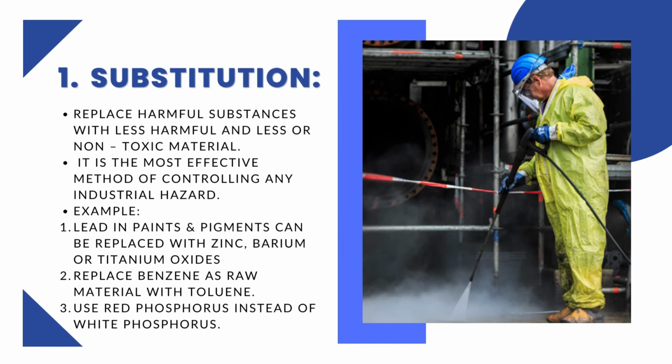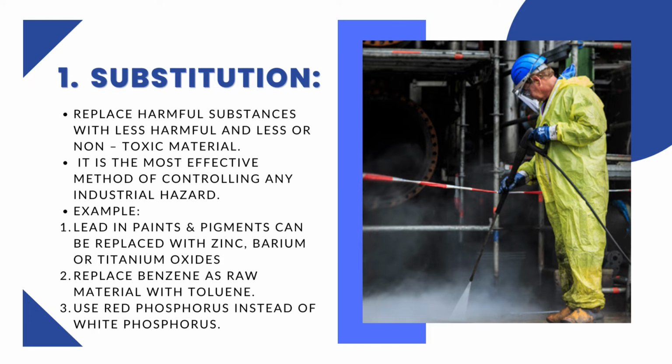In the case of substitution, we replace the harmful substances with less harmful and less or non-toxic materials. It is the most effective way of controlling an industrial hazard. An example of substitution is that lead in paint and pigments can be replaced with zinc, barium or titanium oxide. As we all know, lead is extremely hazardous and there is no known level of exposure considered safe. It might also lead to lead poisoning. So a substitution should be made in place of lead, that is zinc, barium or titanium oxide.